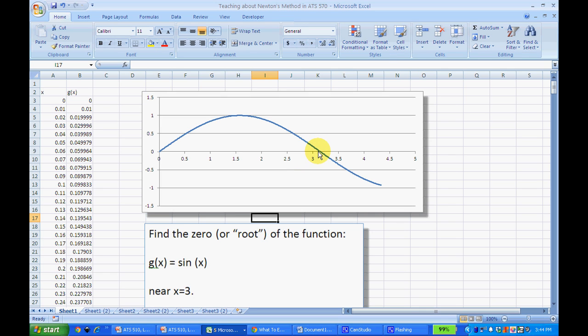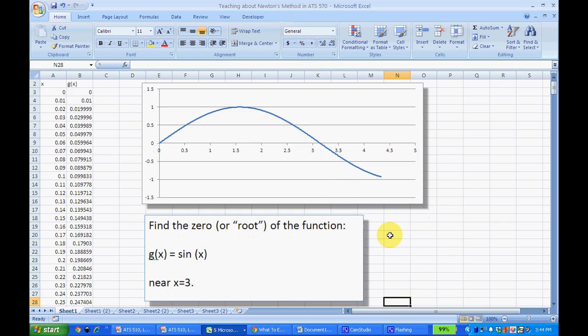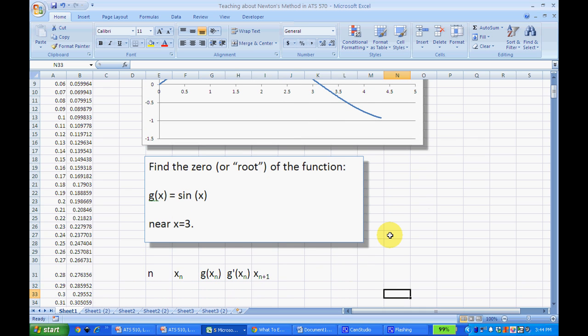Well, you know darn good and well what the answer is. The answer is going to be pi. But let's see if we can actually get this done using Newton's method. Again, this is assuming that you have seen the presentation already about Newton's method.